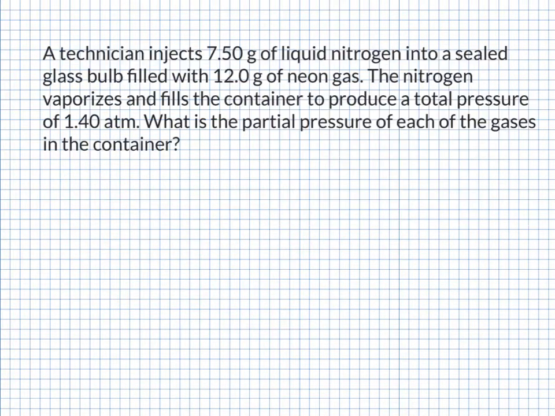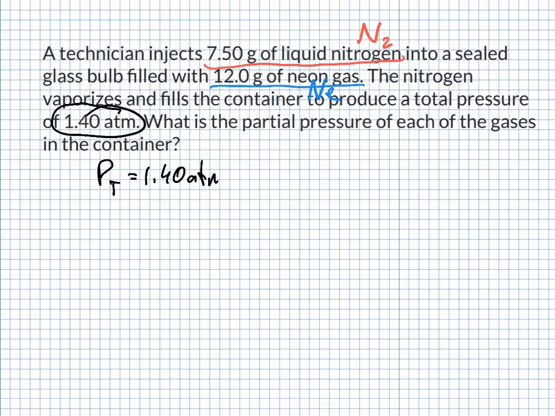So as an example, a technician injects 7.50 grams of liquid nitrogen. And remember, nitrogen is a diatomic, so it's N2, into a sealed glass bulb filled with 12 grams of neon. Neon is simply just Ne. The nitrogen vaporizes and fills the container to produce a total pressure of 1.40 atm. All right, so my P total is 1.40 atm. What is the partial pressure of each of the gases?